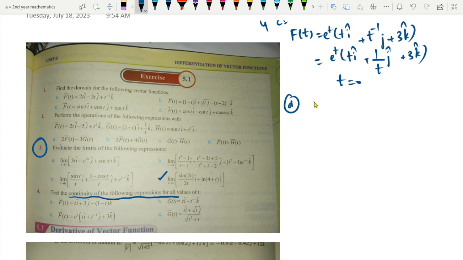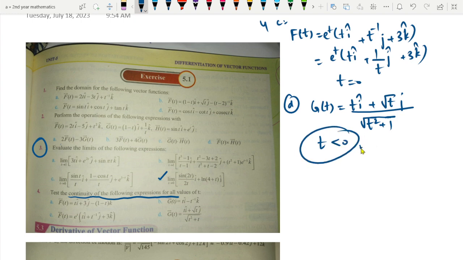Similarly, we have part d, g of t is equal to ti plus under root t j divided by under root t square plus 1. So this is continuous for all values of t except where t cannot be taken when t is less than 0. So the function is not continuous, because we get imaginary numbers.